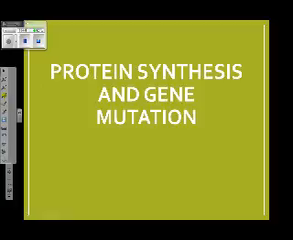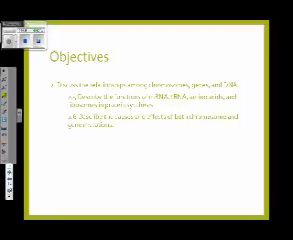So, protein synthesis and gene mutation. We have talked already about transcription and translation, but now we're going to talk more in depth about how the genes code for amino acids. We're actually going to be able to take a piece of DNA and code it into amino acids and proteins.